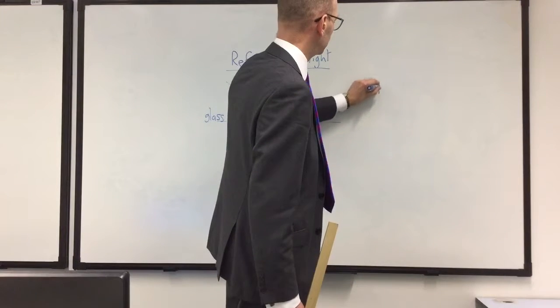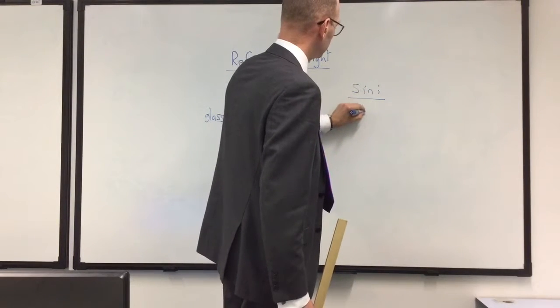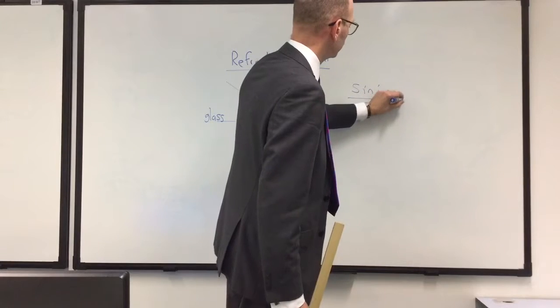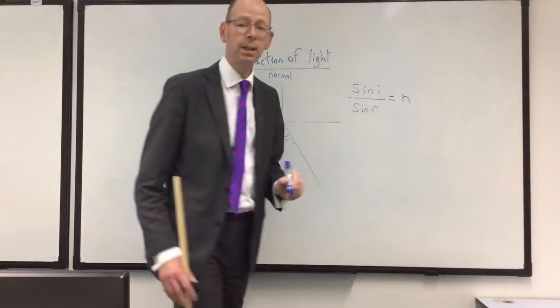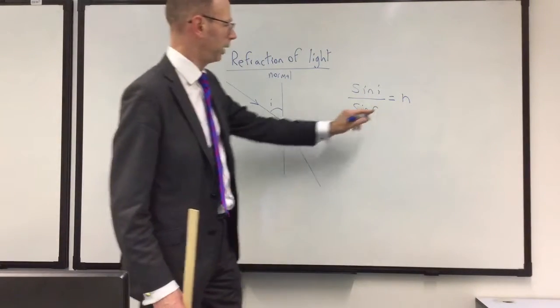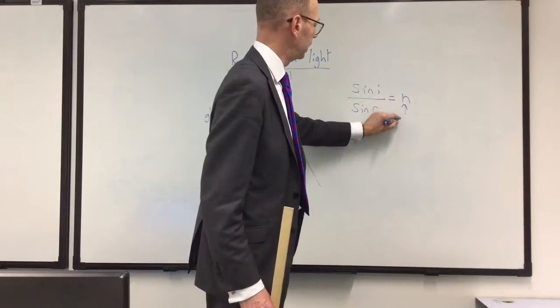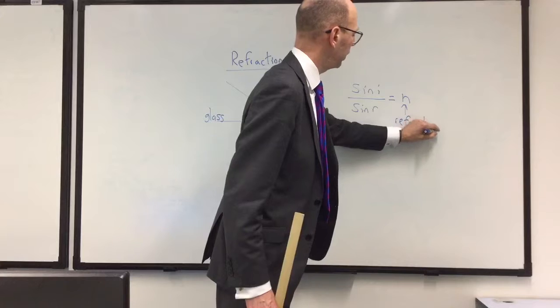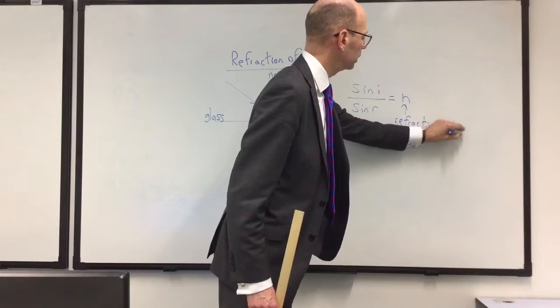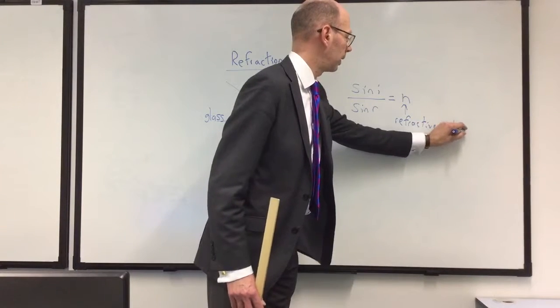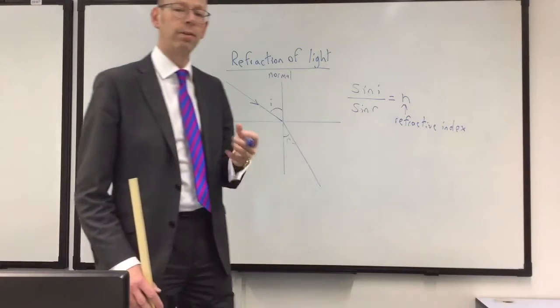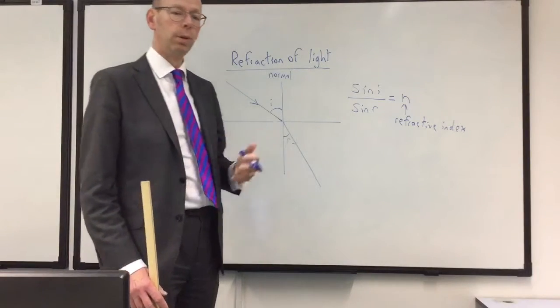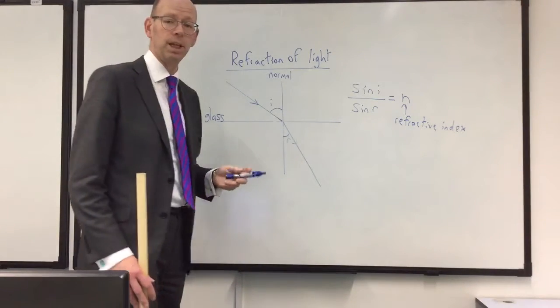The relationship is that sine I divided by sine R is a constant, which we give the symbol n, and this n value is called the refractive index. And the refractive index is a measure of how much the light slows down by. A refractive index, for example, of 2 would mean that it's slowed down to half its speed.